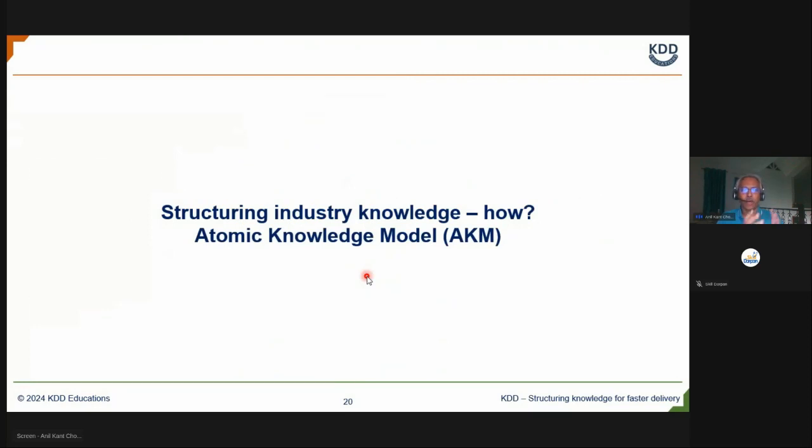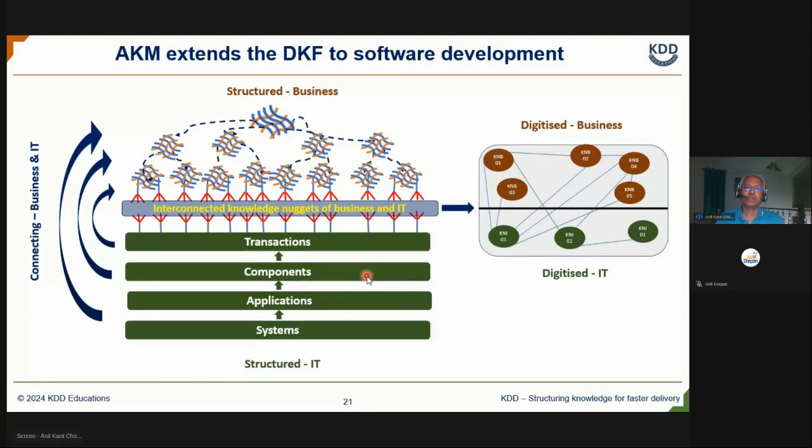Now I will take you to the portion on how to use this knowledge for project development. So far we have seen how the knowledge is structured and how it is digitized, so it becomes easy for anyone to get to know about the industry or the enterprise in a better, faster way, and search information. Now we will see how AKM, which is the other part of KDD, can use this structured and digitized knowledge for actual project development. So what AKM does is it extends the DKF for software development.